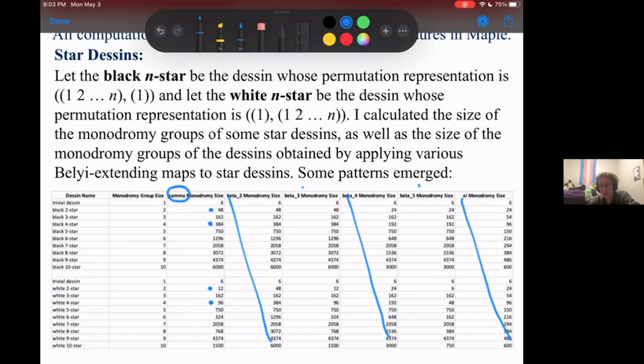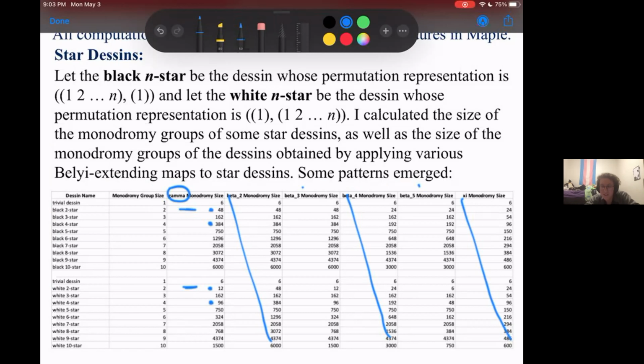Because I guess it does tell us something. Since the monodromy group should be invariant, and we got two different numbers for the white 2 star and the black 2 star, that means they're not the same monodromy group, which tells us that the black 2 star and the white 2 star are not in the same Galois orbit under the action that we described earlier. But we already kind of knew that for star Dessins, right?